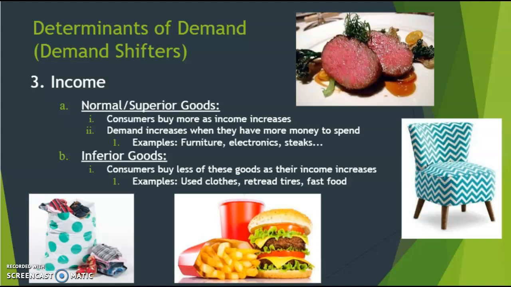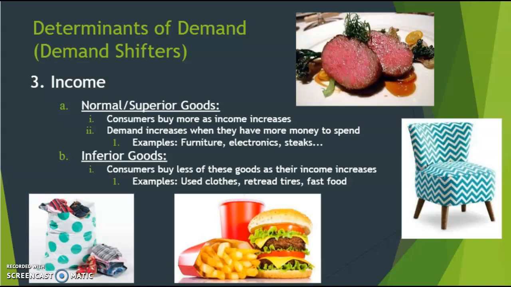in Steamboat. An inferior good is one where consumers buy less of these goods as their income increases. So if I make more money, I'm more likely to maybe eat at Cafe Mex instead of Burger King. So the demand for those goes down, so it's an inverse relationship between them.